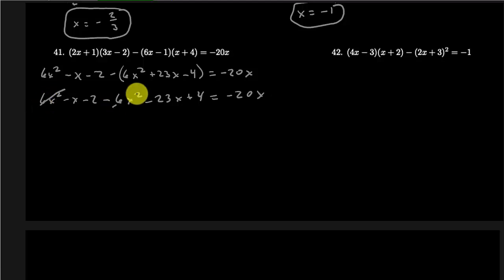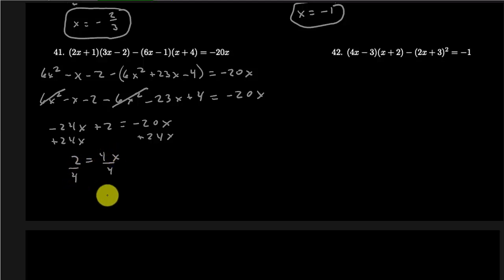Combine like terms, the 6x squareds go out. So that's going to give me negative 24x, negative x minus 23x is minus 24x, minus 2 plus 4 is plus 2, equals negative 20x. And then I'm going to add 24x to both sides. That's going to give me 2 equals 4x. Divide both sides by 4. I'm going to get x is equal to 1/2.